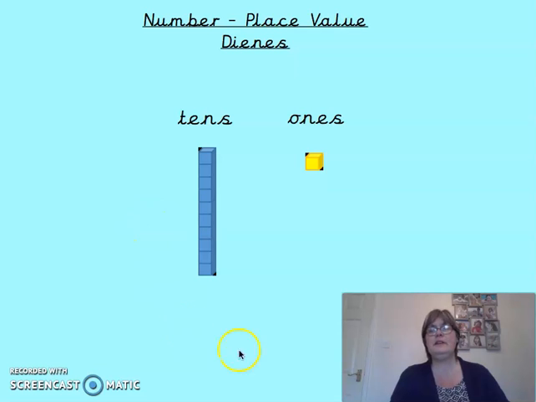Okay, so this week we're going to be learning about something called place value. And place value is about the number of digits in a number. So our number 8 just had 1 digit in the ones column, so it was in here. But our number 15 had 2 digits, which means it had something in our tens column.